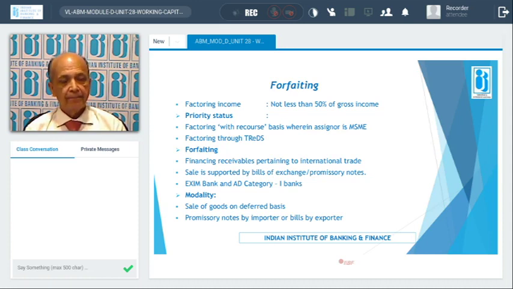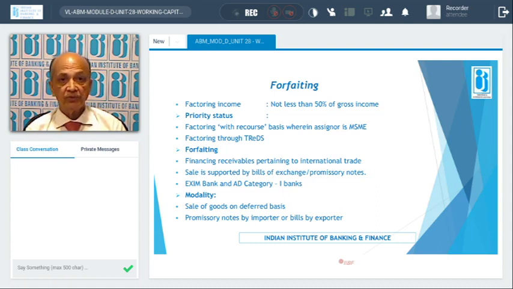And factoring is not only the purchase of the receivables, but the factor will also take care of the account maintenance and collection. All the things are taken care of by the factor, whereas when we talk about forfeiting, we will see that it is not there. So this is in a nutshell about factoring.